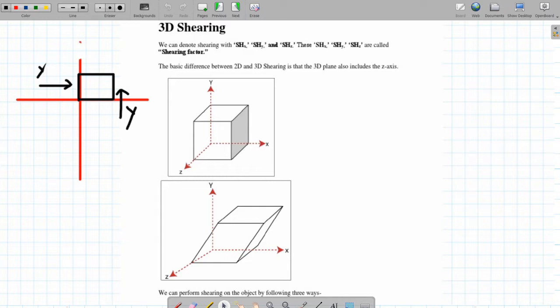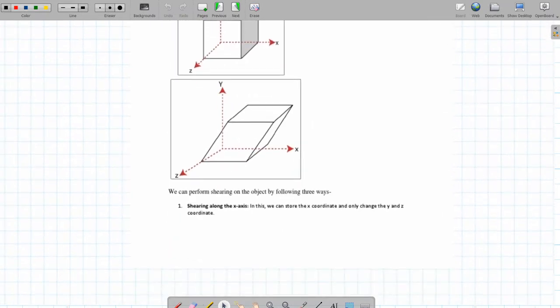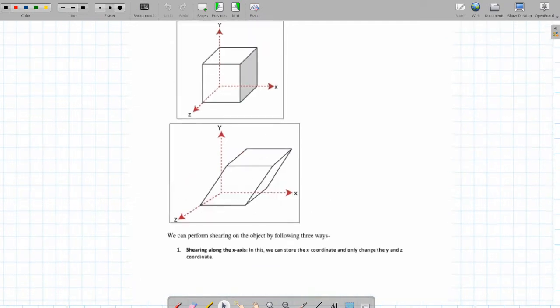In three-dimensional space, the concept is much similar, as there are three primary axes, viz. X, Y, and Z. You have to decompose your shearing task into three parts, namely shearing along x-axis, shearing along y-axis, and shearing along z-axis. Now let me dive deeper into the mathematical equations.